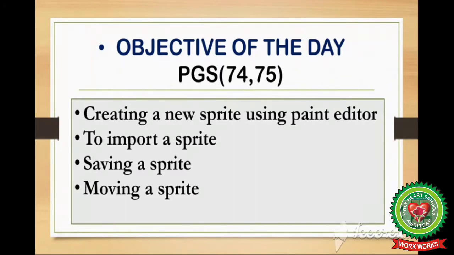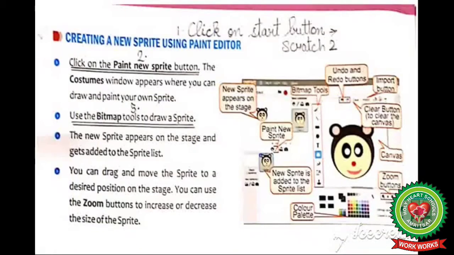So students, open page number 74 of your book. Our first topic is creating a new sprite using Paint Editor. Steps to create a new sprite using Paint Editor are: first step is click on Start button, arrow Scratch tool. Second step is click on the Paint New Sprite button. And third step is use the bitmap tools to draw a sprite.